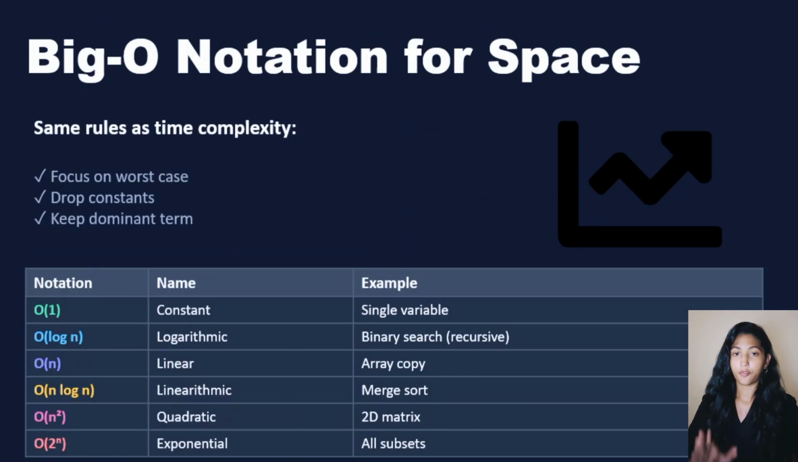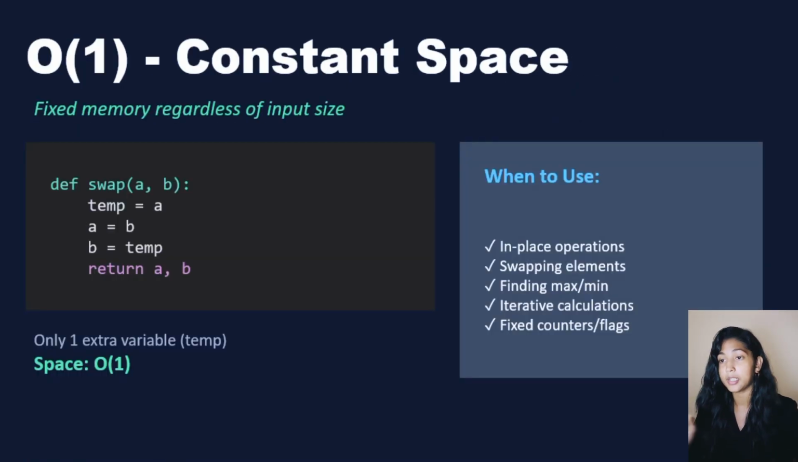Big O notation for space complexity. Just like time complexity, we use Big O notation for space complexity. The same rules apply. We focus on the worst case, we drop constants, we keep the dominant term. So let's look at an example. Constant space. No matter the input size, we always use the same amount of extra memory. Here you can see the code lines explaining constant space.